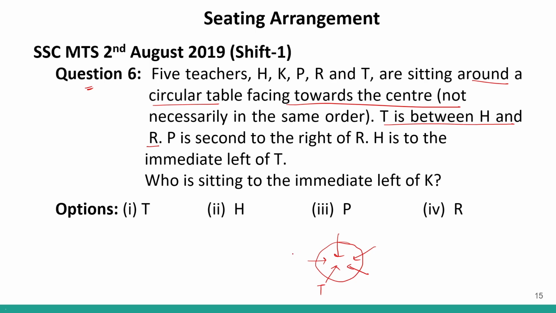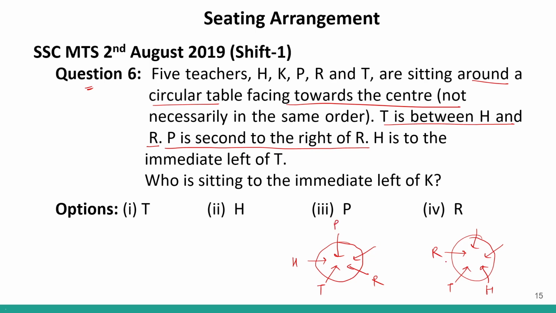So, two possibilities, T, H, R like this, or we can have another possibility, correct? Another possibility is R is over here and H is over here, correct? T is sitting between H and R. P is second to the right of R. So, second to the right of R means P will be over here.